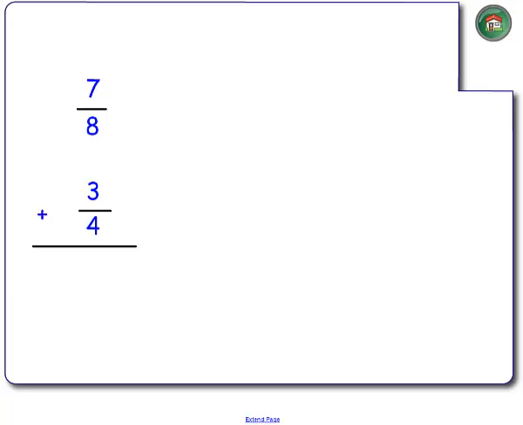Here's another example. Why don't you try this one on your own, pause the video, and then come back and see how well you did.